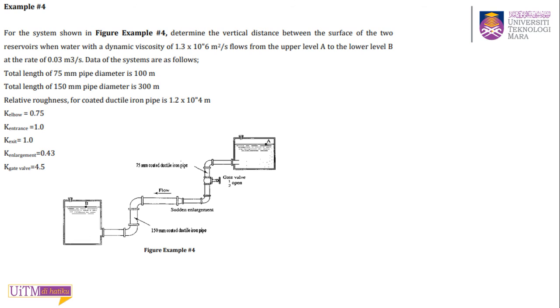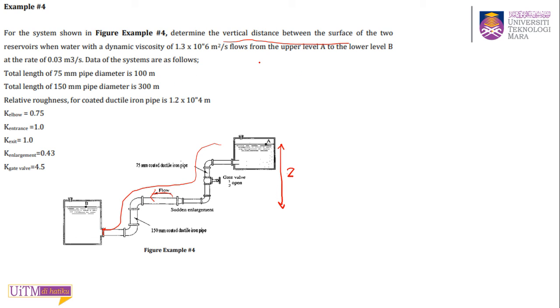Okay. So example 4, I think you can do it on your own. Maybe I'll just show a little bit. You have two reservoirs and flow goes from the upper one to the lower one. They give you everything. They want to find the vertical distance between the surface from point A to point B, Z.